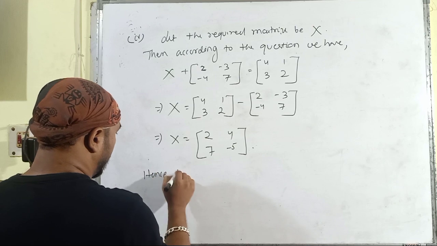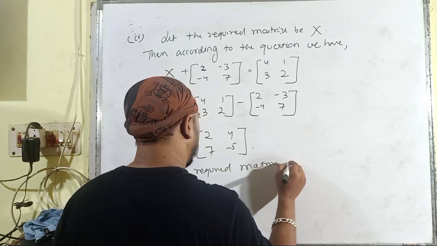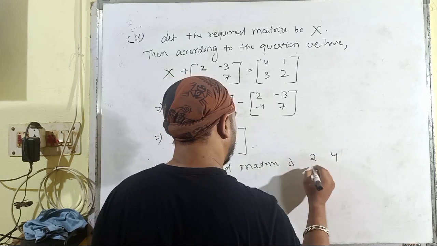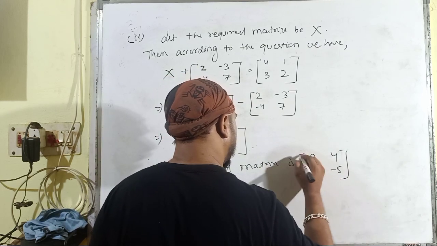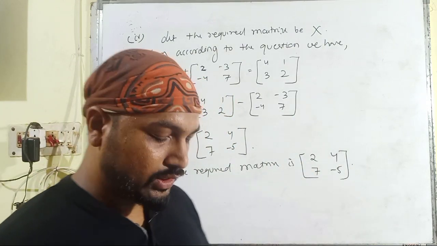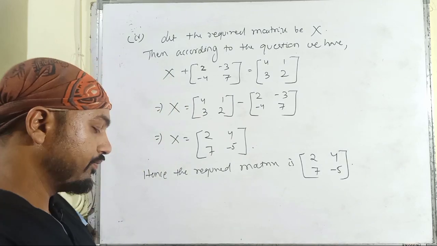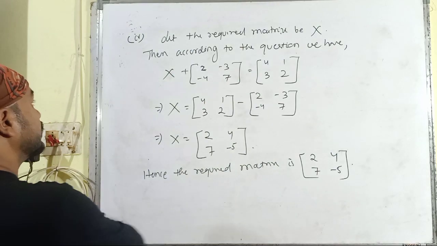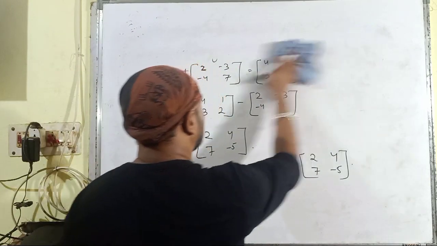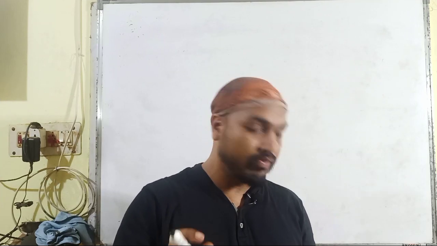Hence the required matrix is [2 4; 7 minus 5], and this is the complete solution for problem number 6. Then coming to problem number 7. Here we have to calculate, whenever possible, the following products.